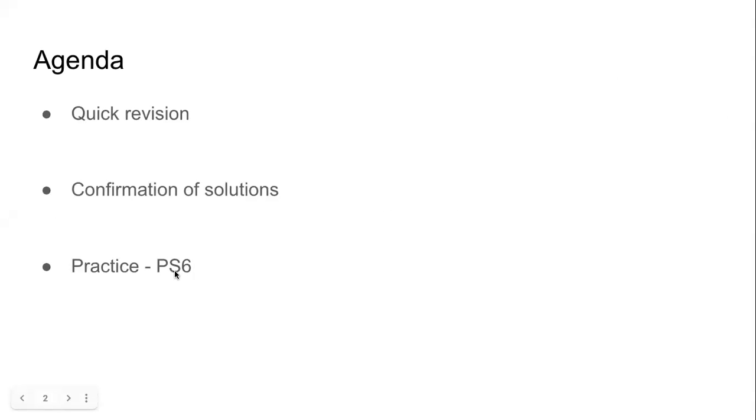This is what the agenda is for the class today. We will quickly look at the entire chapter because we have completed the theory and we have completed one set of questions also. Then I will quickly show you the solutions to the questions that I had asked you to do as homework, and I had sent you the solutions last night. And after that, we will start working on the questions of problem set 6. These are the 3 things we will do.